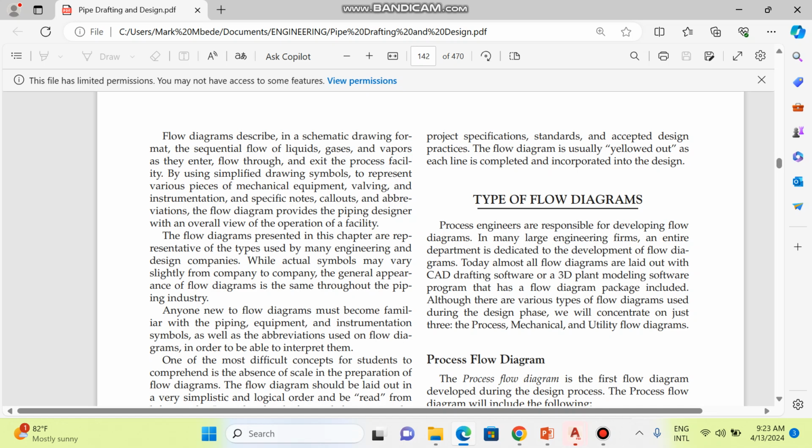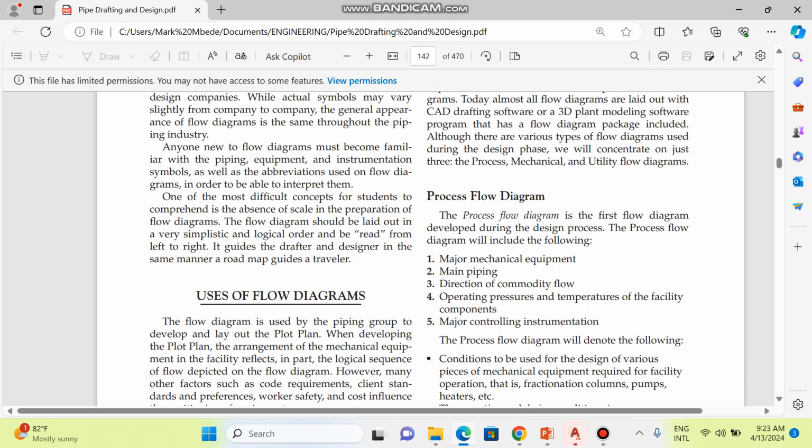Process team, they are the ones that are responsible for this, not really the piping engineers. But the piping engineers need the knowledge of the flow diagram to actually think like what the process guys were thinking when they were doing this flow diagram. So this book gives us three types of flow diagram. They gave us the process flow diagram, the mechanical diagram, and the utility flow diagram. So let me explain these flow diagrams and what they do.